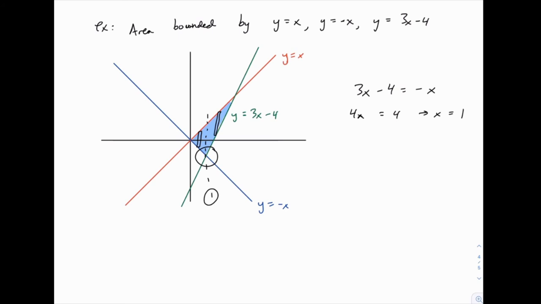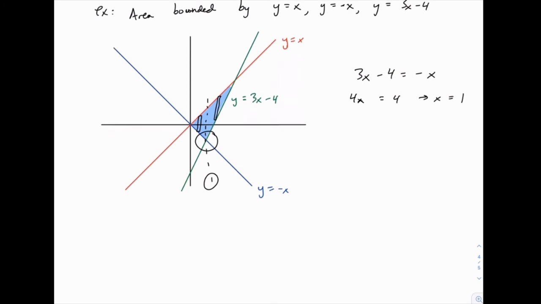So when we set up this integral, the starting point of the first area will be when x equals 0. And you could solve for that by setting y equals x and y equals negative x equal to each other, but you could also just observe that those cross when x equals 0. So we'll have an integral from 0 to 1. And on that first section, again, y equals x is the upper function, and y equals negative x is the lower function. So that's the first area.